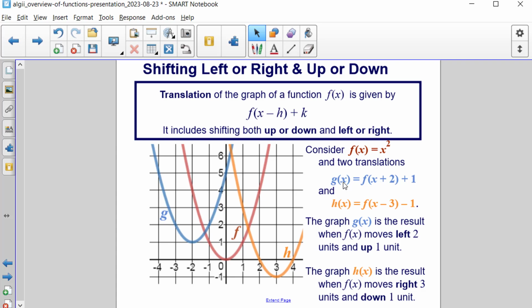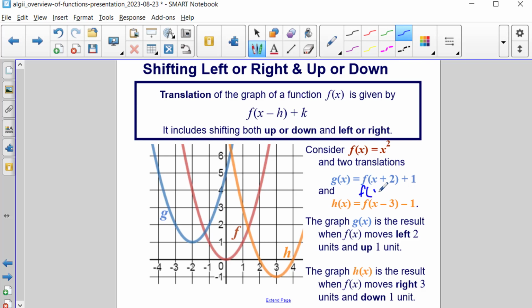We have first that g of x is equal to f of x plus 2, plus 1. So remember that f of x plus 2 can also be written as f of x minus negative 2 and then plus 1. So we're going to the left 2 units and then up 1 unit. And that's exactly what this description says. Now if we have h of x, it's equal to f of x minus 3, minus 1. So the h value is positive 3.